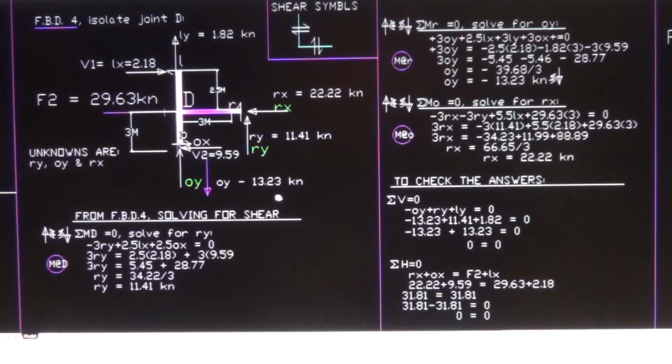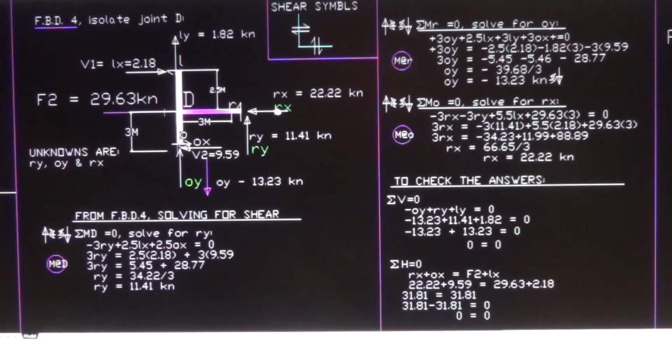So we have OY. We have OY solved, all of them solved now. The RY, OY, now we solve for RX. To solve for RX, we have to take the moment at joint O right here. Summation of moment O is equal to 0.